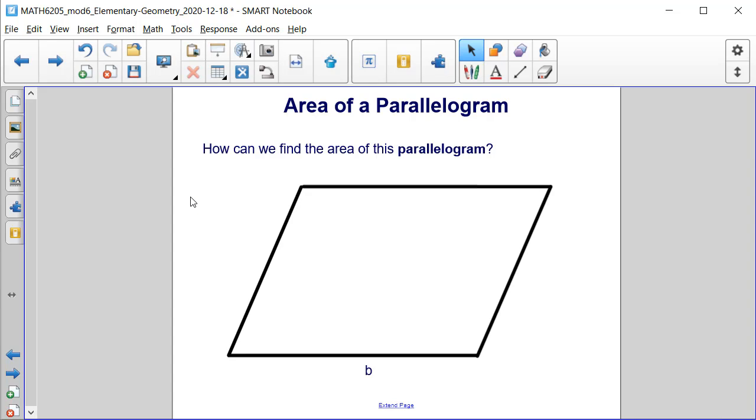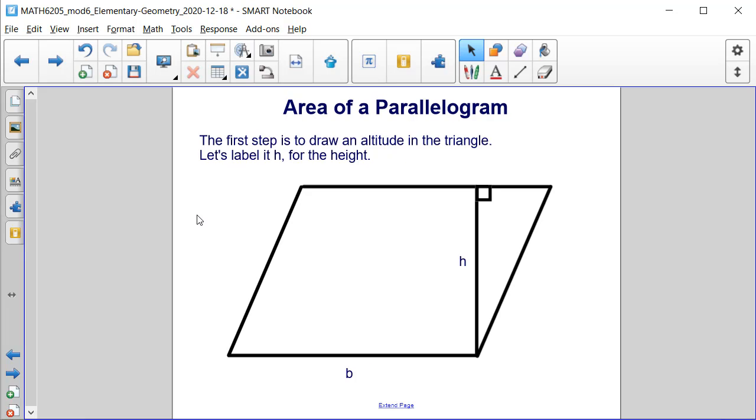Now let's try to find out if we can determine the area of a parallelogram. How can we find the area of this shape? Take a moment to think about it. The first step is to draw an altitude in the triangle. Remember, an altitude is a segment that is perpendicular to the base, and let's label it as h for the height.